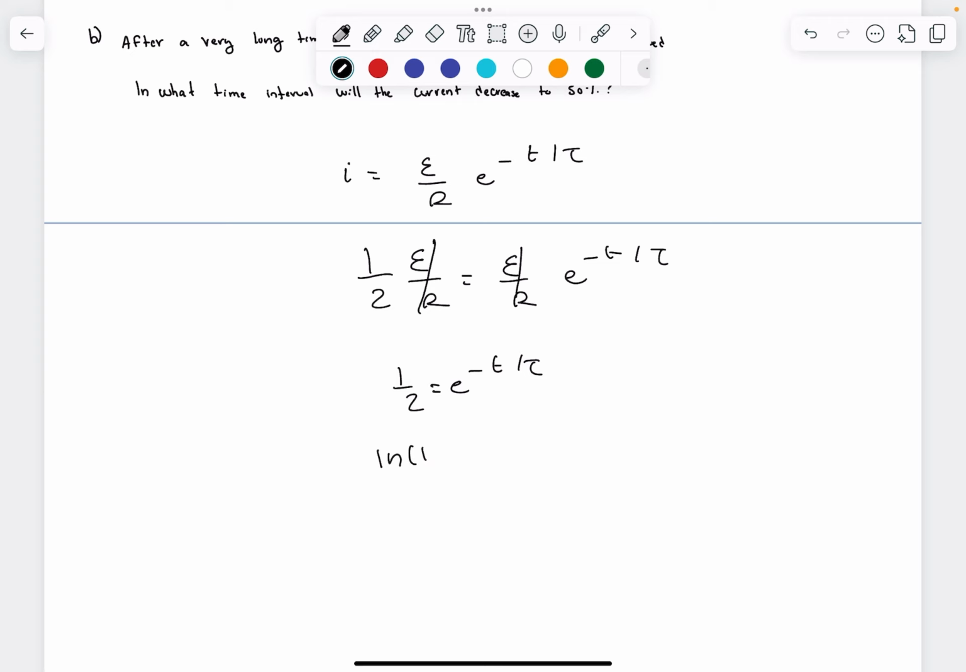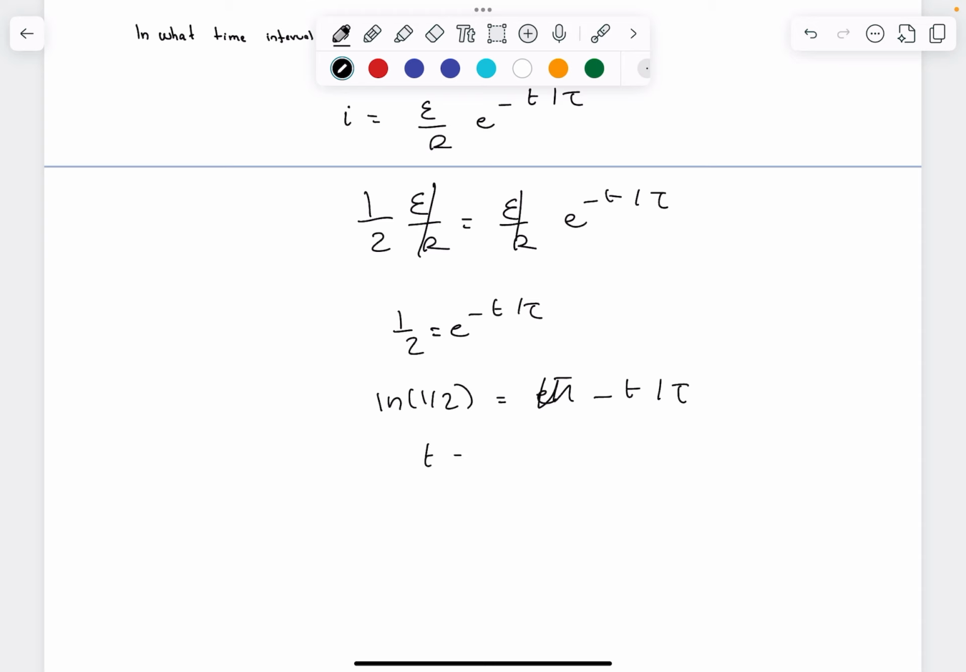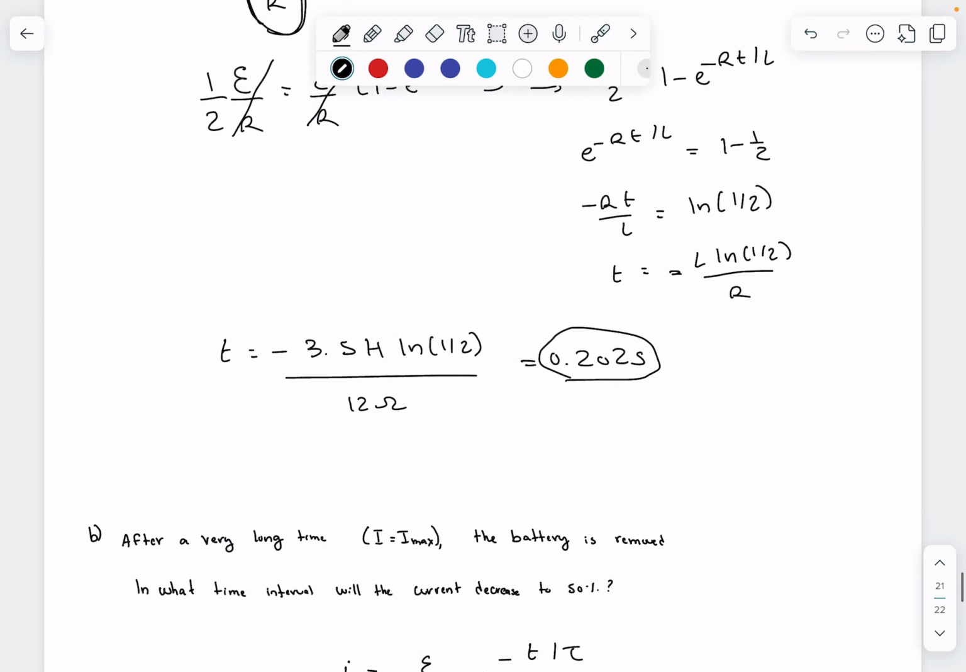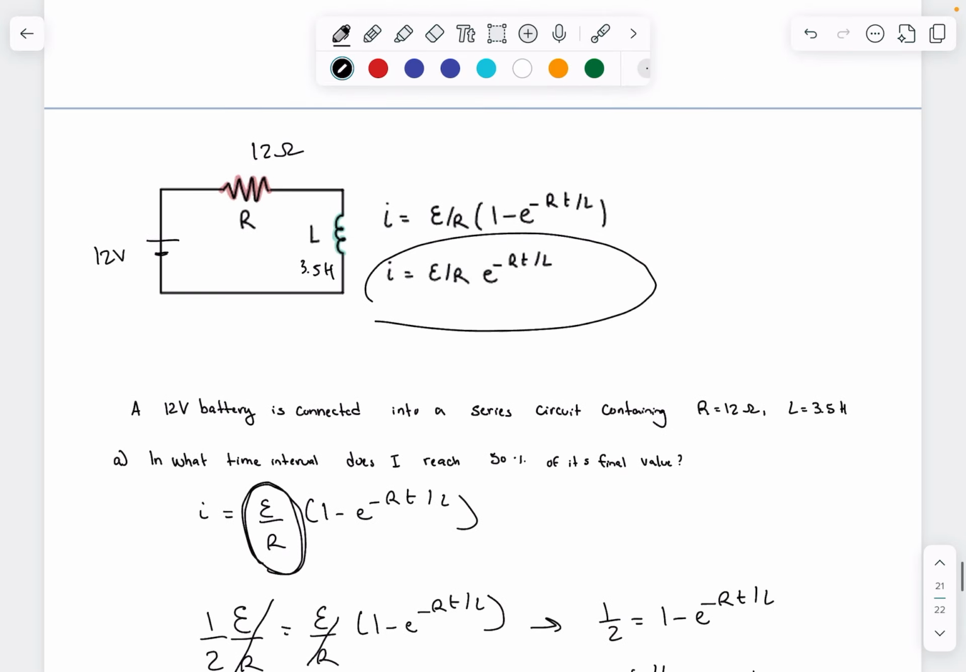Take ln on both sides, ln 1/2 is equal to negative T over tau. And then I get T is equal to negative tau ln 1/2. Tau is literally just L over R, so it doesn't really matter what you want to use. We literally already did this. This is 0.202 seconds.